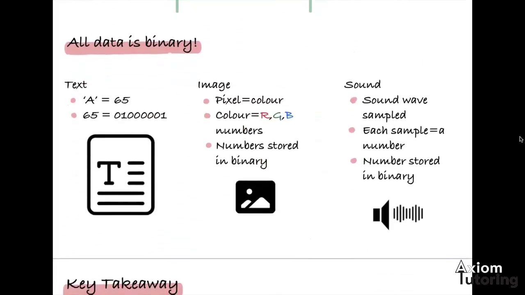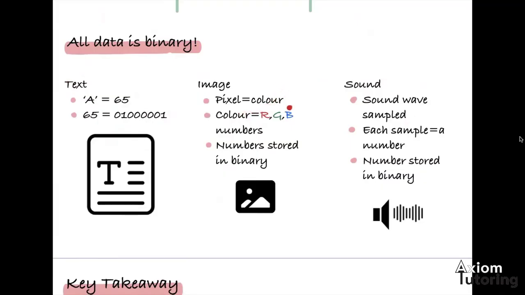Now, here's the part that is actually quite remarkable. It's not just numbers that are stored in binary. Every single type of data in a computer is stored as binary, from text, to images, to sound, all of it. When you type a letter A, for example, the computer doesn't store A, it stores the number 65, which in binary is 01000001. And when you look at a photo, every pixel has a color.